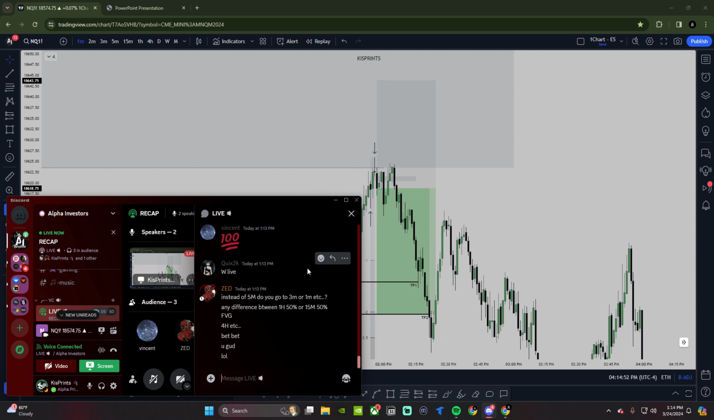Any difference between 1 hour 50%, 15-minute 50%? No difference. Just remember, price is fractal, so they're the same. They have the same qualities, tendencies. Just that one is on a 1 hour, one is on a 15-minute.